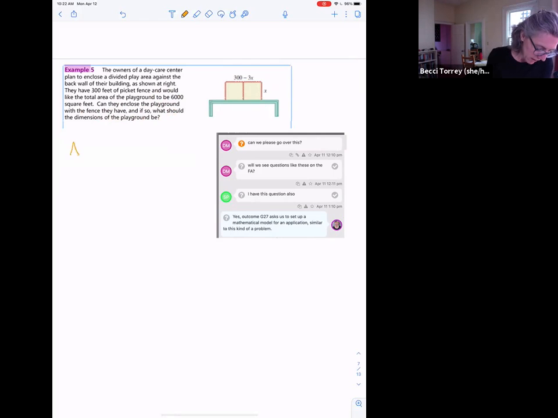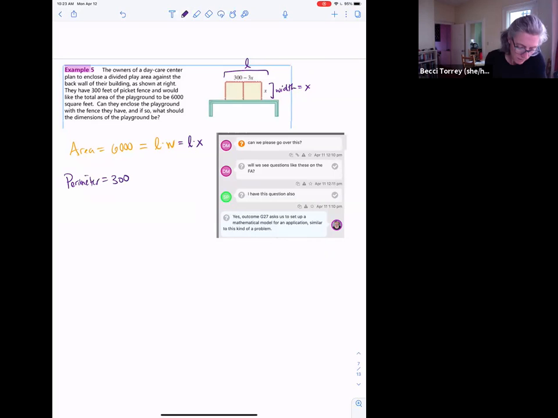So then we know the area is equal to 6,000 square feet, and that's equal to the length times the width, whatever those are. Let's call it length and width, which we're going to call X because that's how they labeled it in the picture. So this is equal to L times X. And we have the area and we have 300 feet of picket fence, which is going to be equal to our perimeter. The perimeter is equal to 300 feet of picket fence.